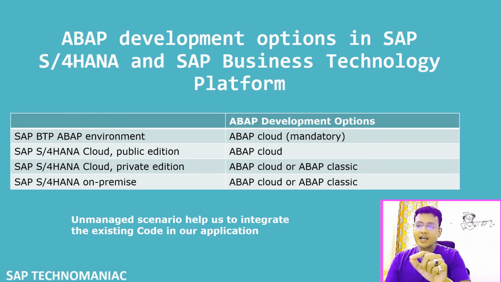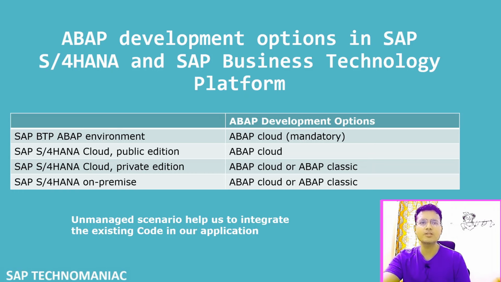Now, the unmanaged scenario helps us to integrate the existing code in our application. Why do we want to use the unmanaged scenario? Basically, we have a RAP application. Somebody tell me, why do you want to use the unmanaged scenario? Because we have a lot of code written. A lot of companies have a lot of code written in the ECC. They have been working with SAP more than 10-12 years, more than 2 decades. They have a lot of legacy code.